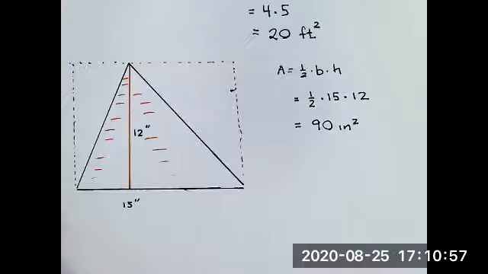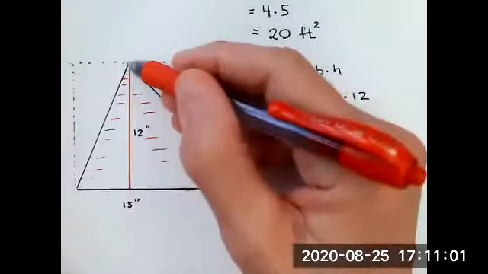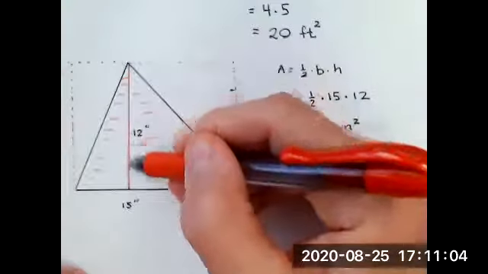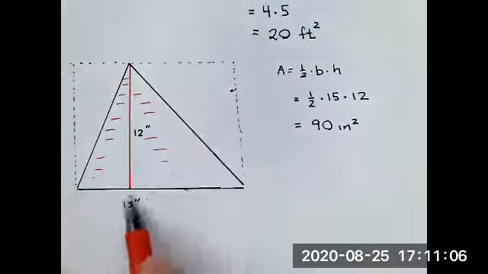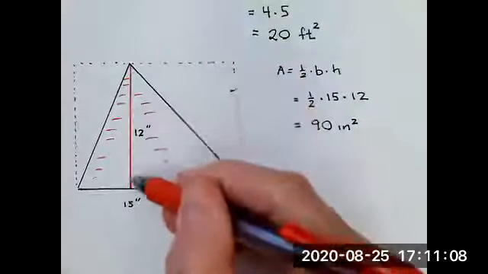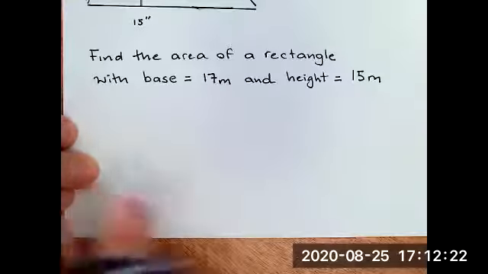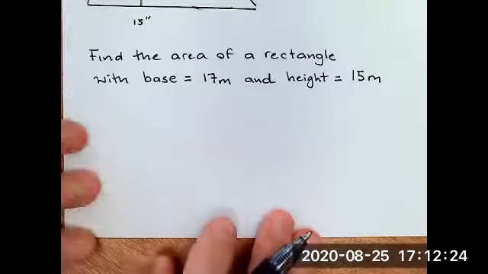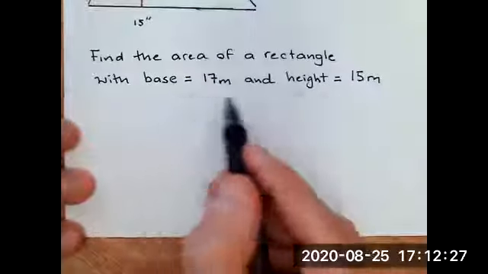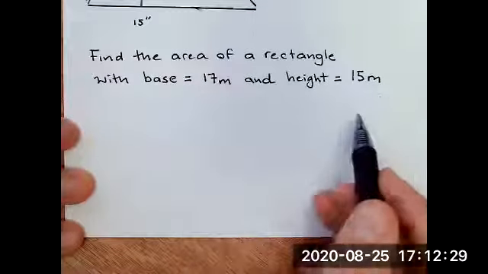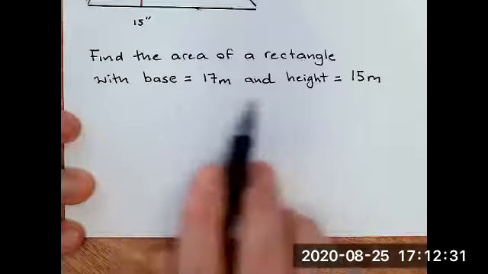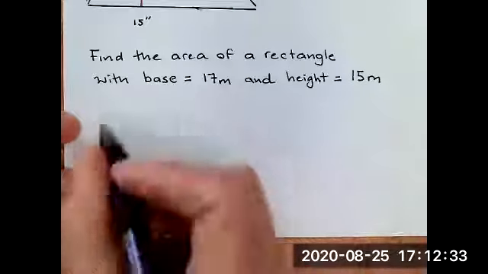So it doesn't matter how the triangle is shaped. The area is always going to be 1/2 of the base times the height. And we don't even need the drawing of the rectangle. All we need to know is the base and the height.